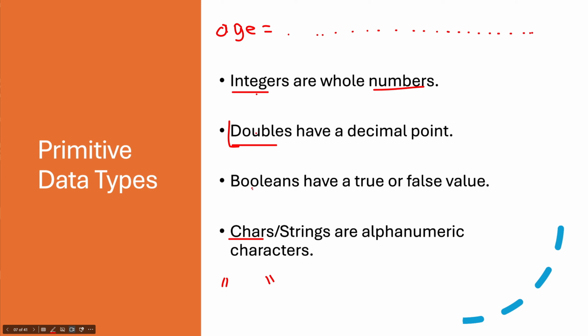Integers, doubles, and booleans do not need to be in quotes, but once you put something in quotes, it's a char. For example, I could have age as 10, and this would be an integer. But if I put age equals 10 and I put it in quotes, that would be a string. I'm going to show you why these things might be important later on, but for now, just understand that anything inside quotes makes it a string straight away.